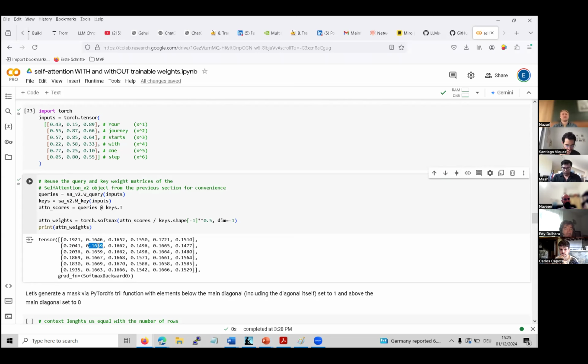Then the large language model looks again and says, okay, when I'm looking at the query step, how much attention should I pay to this word step, and it computes this number, 0.14. So this is how this attention score matrix should be interpreted.